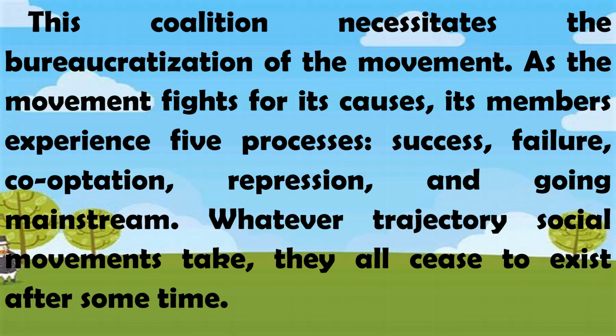As the movement fights for its causes, each member experiences five processes. First is success, then failure, cooptation, repression, and going mainstream. Whatever trajectory social movements take, they all cease to exist after some time.